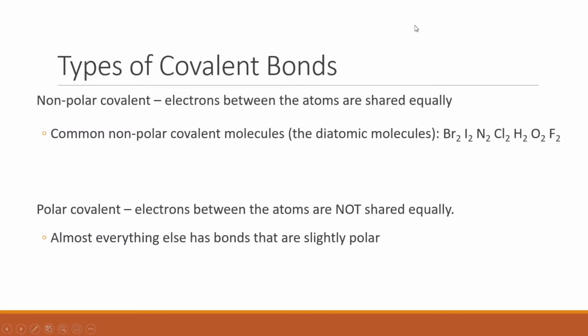Now, first, it's important to know that these are only for covalent substances, right? We're only looking at covalent bonds and covalent molecules for this. Ionic things are a separate category in and of themselves and do not fall into this umbrella.